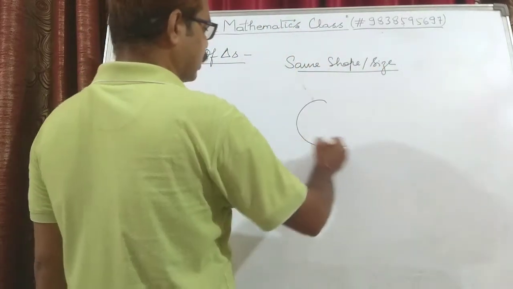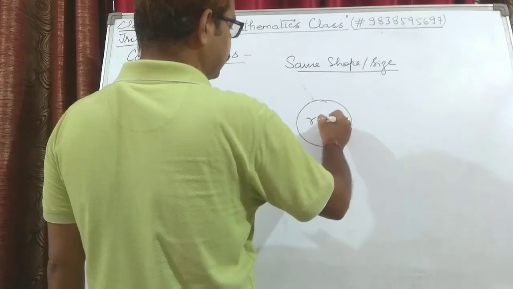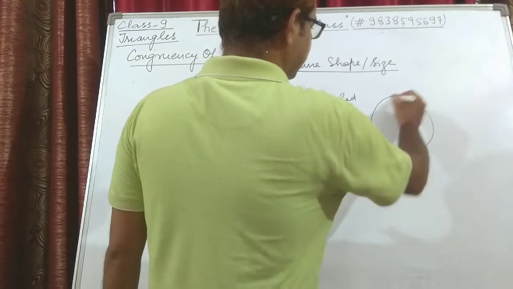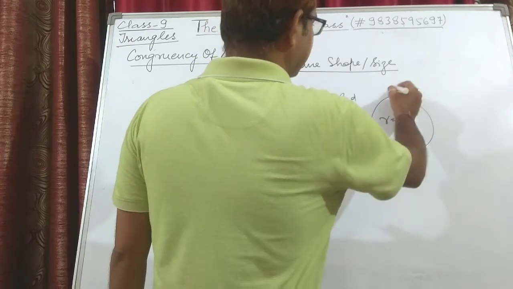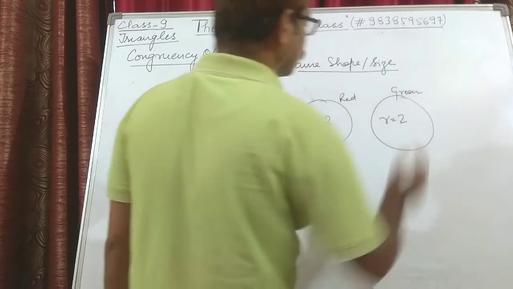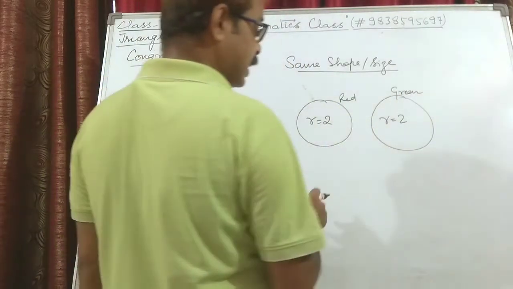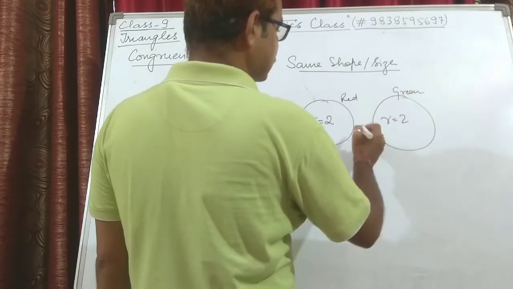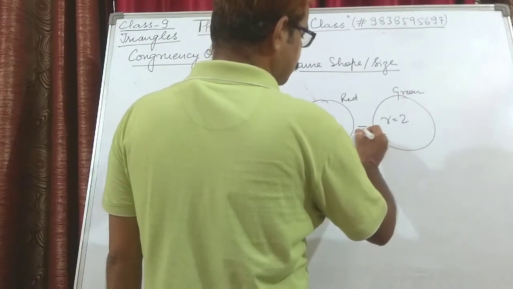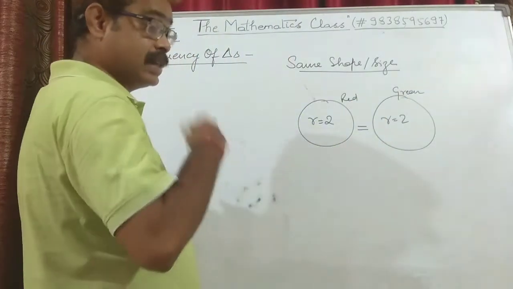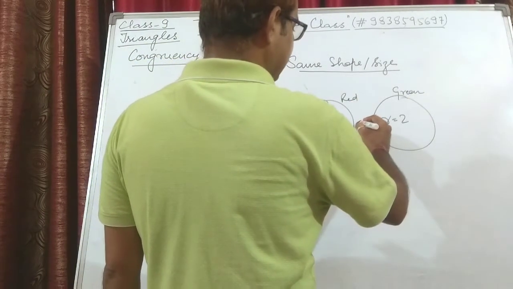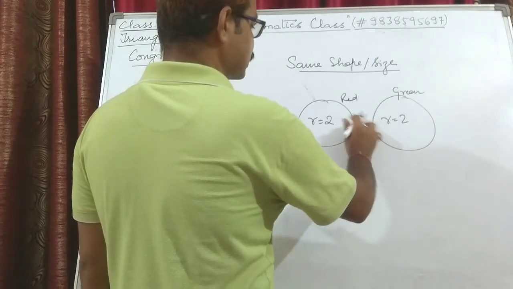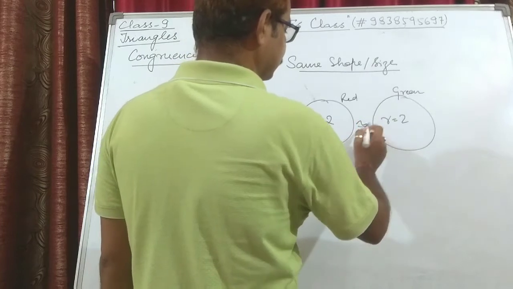If I draw a circle of, say, radius 2 centimeter, maybe of red color, and I draw one more circle of radius 2 centimeter of green color, it means both of them are the same in shape and size. So when they are the same in size, we write the equal to sign. And when they are the same in shape, we write this sign. This is for same shape or similar. This is the sign for similar.